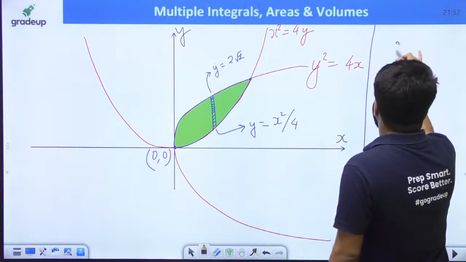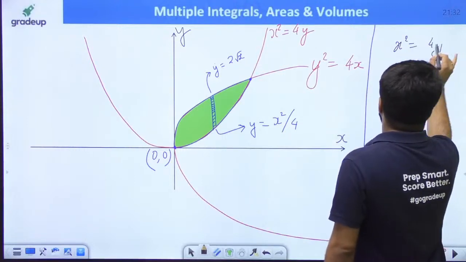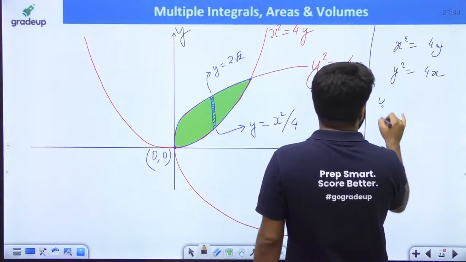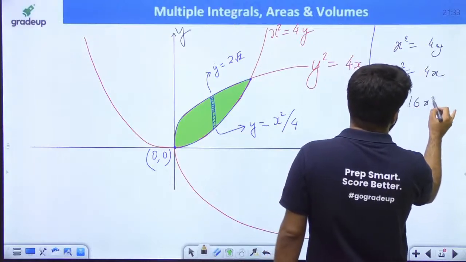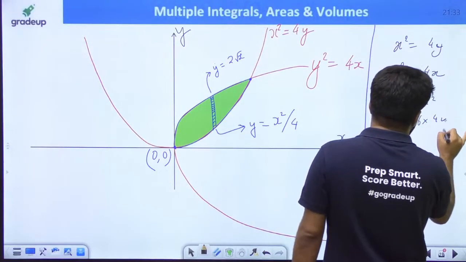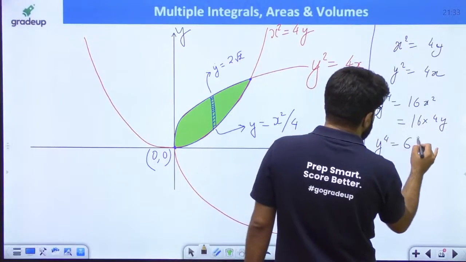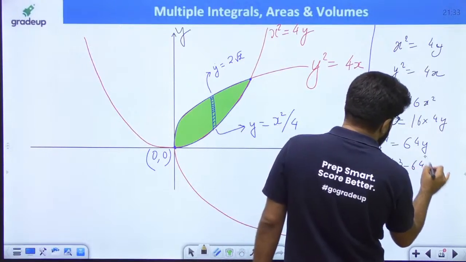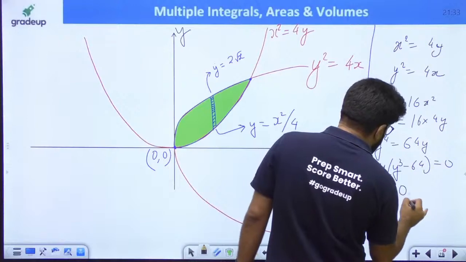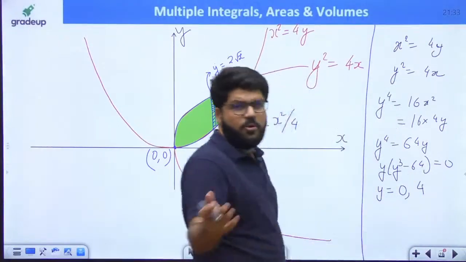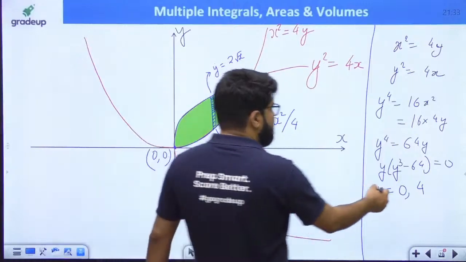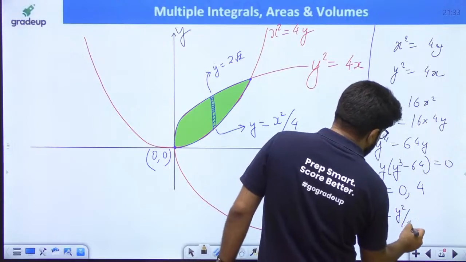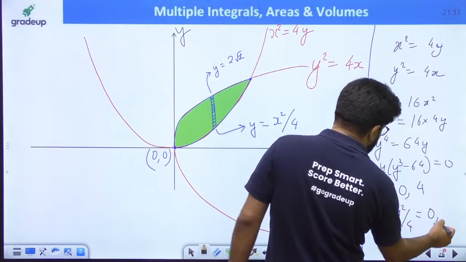So you have x square equal to 4y and y square equal to 4x. Suppose I take the square: y power 4 is equal to 16x square, and that will be equal to 16 into 4y. So y power 4 is equal to 64y. Take y to the left hand side: y into (y cube minus 64) is 0. So y is either 0 or the cube root of 64, that is 4. And if y is 0 or 4, what will x be? x is equal to y square by 4. So 0 square by 4 is 0, 4 square by 4 is 4.